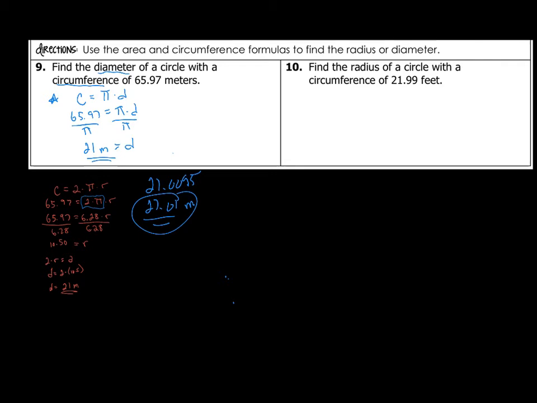All right, let's keep moving on. The next question just asks us to find the radius of a circle. Right? Find the radius with a circumference of 21.99 feet. Again, if you have radius or circumference given, you have circumference equals 2 pi r, or you can use circumference equals pi times d. If you use this formula, don't forget to divide d by 2 at the end. And I probably would just recommend this one so that when you're done solving for r, you have the answer.